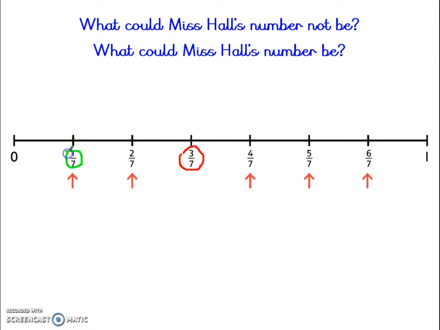So we have 1/7, 2/7, 4/7, 5/7, and 6/7. So what could Miss Hall's number not be? It's 3/7. And what could Miss Hall's number be? 1/7, 2/7, 4/7, 5/7, or 6/7.